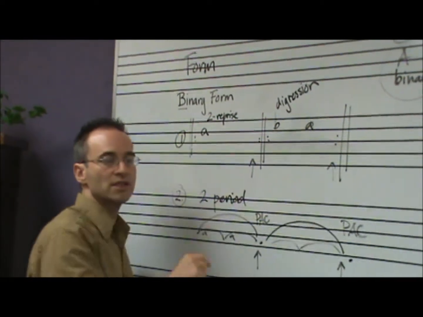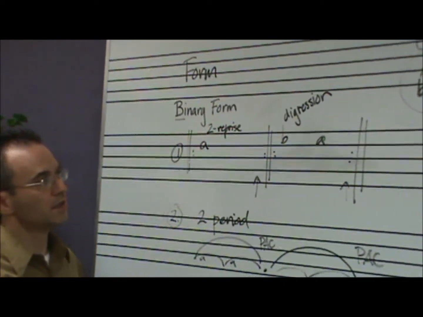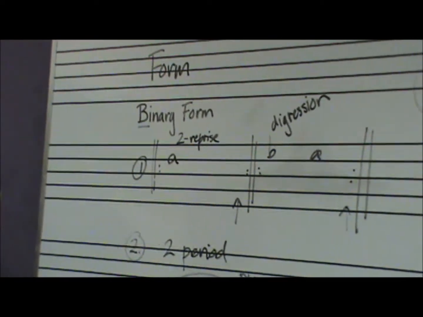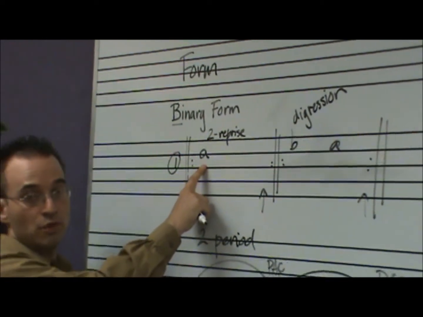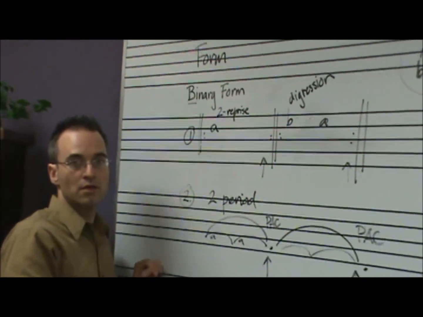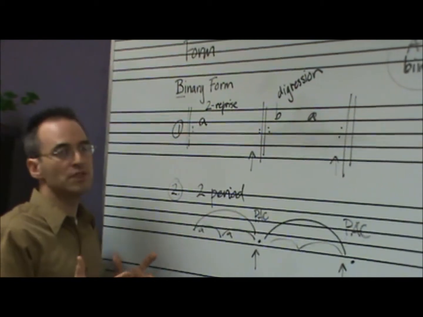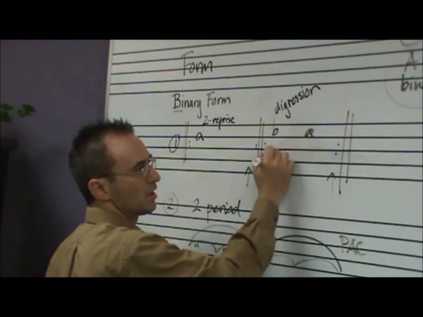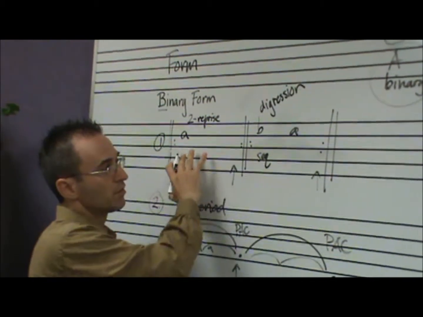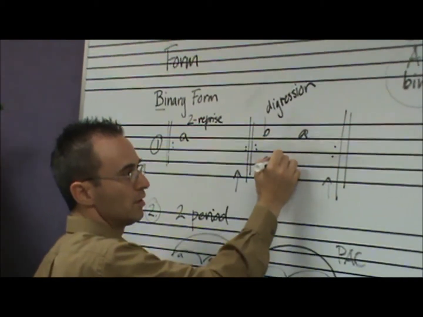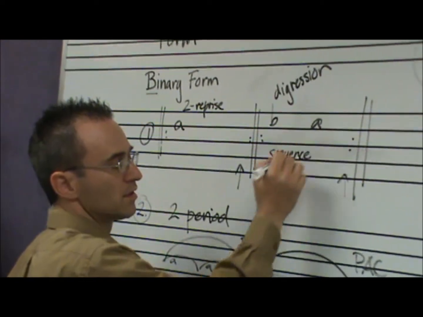This kind of contrast in the digression is not so stark. It's not like you've got a new theme. In fact, normally you've got old material, A material's motives, coming back here, but you're developing them, you're using them in new ways. Some of the ways that might happen, you can take an old motive that you've heard before, it's familiar to you now, and you sequence it.